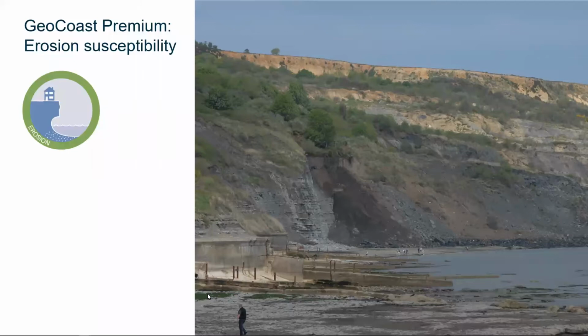So the GeoCoast Premium Erosion dataset provides the first GB-wide vertical stack analysis of geologies from a coastal erosion perspective. The image that you can see on the slide here is a cliff section at Black Ven on the South Dorset coast near Charmouth.